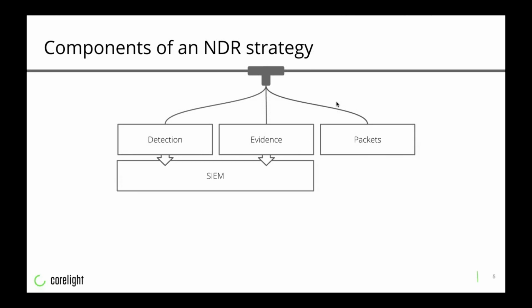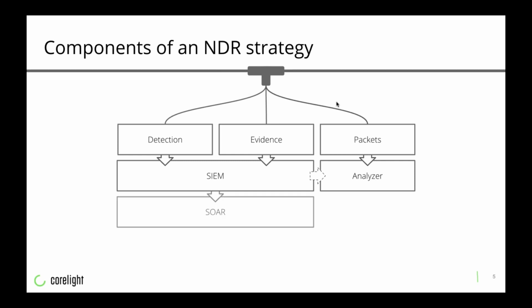Now, with those components in place, next you're probably going to want a data lake, a single source to put your detections and evidence. Typically, that's a SIEM. And on the packet side, you need an analysis tool, right, to actually tear apart those packets and make sense of them. And advanced shops may want to add orchestration and automation capabilities on top of this. If you look at all of these, this is the basis of the core components of technologies that you might see in an NDR platform you're building.